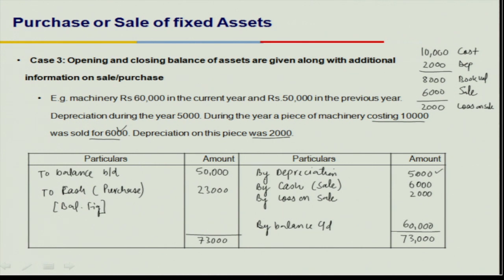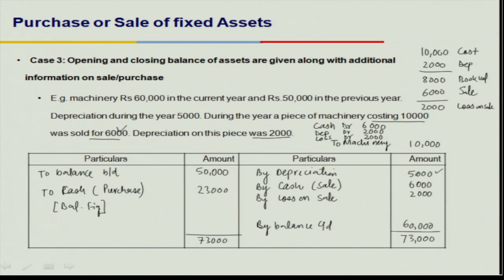This is the purchase of machinery, and this is the balancing figure. Now understand the treatment of this transaction as follows. The journal entry would be cash account debit for 6,000, and machinery goes out. So machinery credit for 10,000, that is the value of the machinery, and there is depreciation, which is 2,000, and then there is loss, which is 2,000.